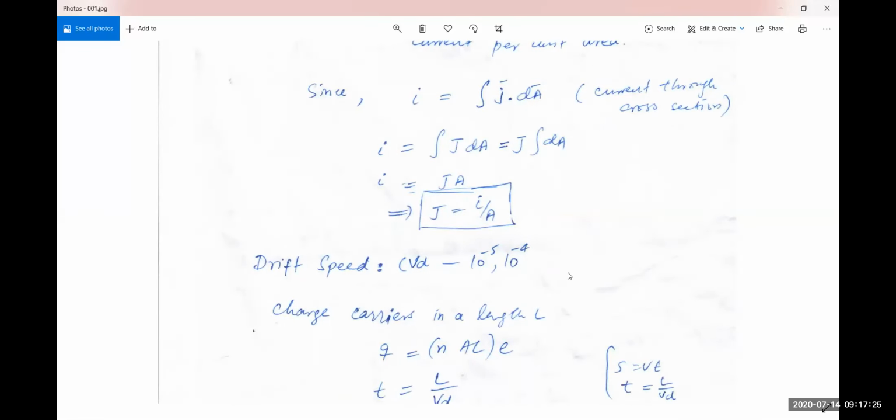Then comes drift speed. Drift speed is actually from the word drift, as you have seen the cars in a movie drifting. They drag along the road and then they make a drift. And the drift velocity is in the order of 10 raised to power minus 5 and 10 raised to power minus 4. So charge carriers in a length L of a conductor, we have Q is equal to n number of charges, A cross-sectional area, L length, and e is the charge of the electron. So t is equal to, from the equation, s is equal to vt, t is equal to length covered over the velocity, or distance over velocity, you can write L over Vd. So t is equal to L over Vd. So we can derive the relation for the drift velocity.